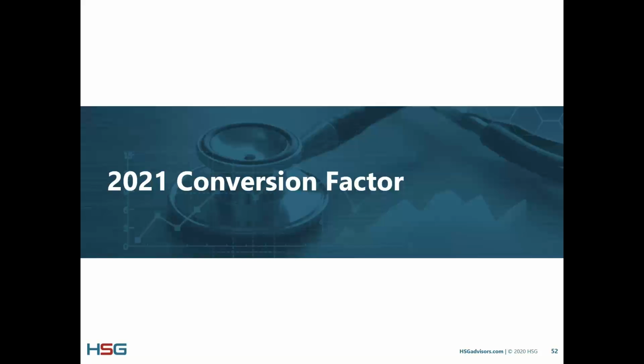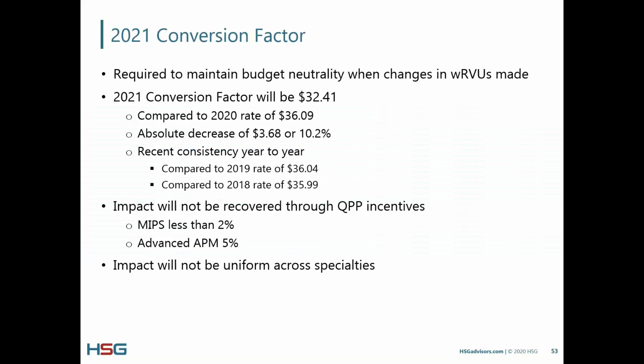Those are the increases in RVUs, and we mentioned before that the conversion factor is what allows those increases to be offset by a decrease in reimbursement to keep everything budget neutral. So already cat out of the bag, conversion factor is going to be 32.41, down from 36.09, an absolute decrease of $3.68 or 10.2% decrease. It had been fairly stable. If we look at the previous years, right around $36. Last 3 years, right around $36, going down fairly significantly.